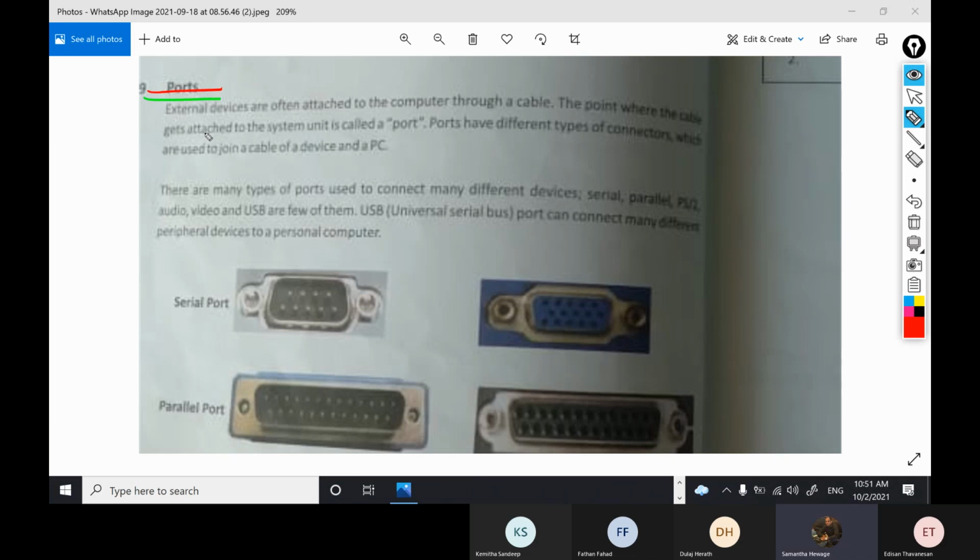Right. Ports. Now we will talk about the ports, right? Actually, these all ports, right?